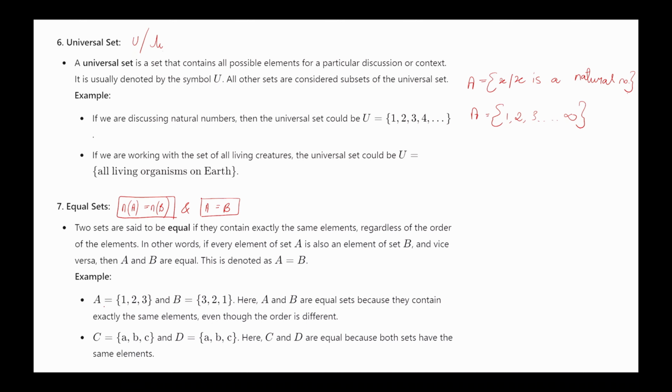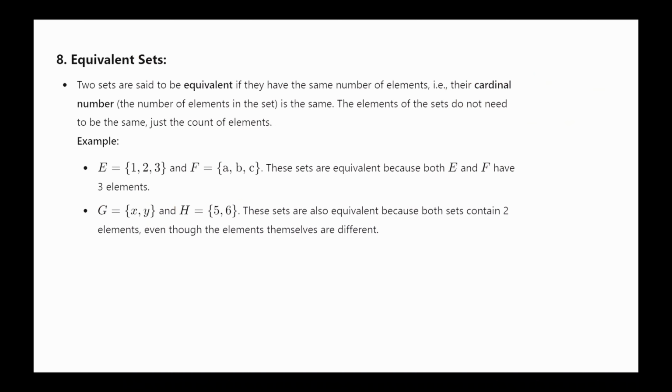For example, A is equal to {1, 2, 3} and B is equal to {3, 2, 1}. So these two sets are considered to be equal, even if their order is different. Now, if in the question they mention that the order matters, then we cannot say that A is equal to B. So keep these few things in mind.